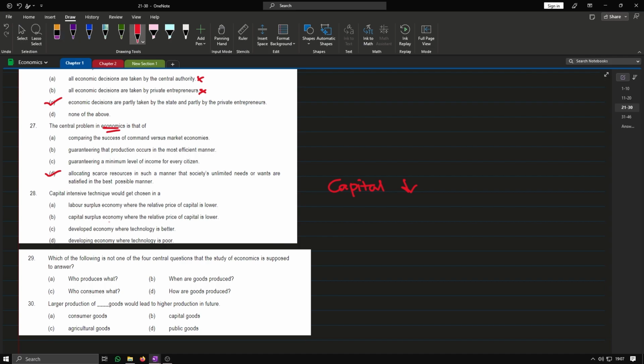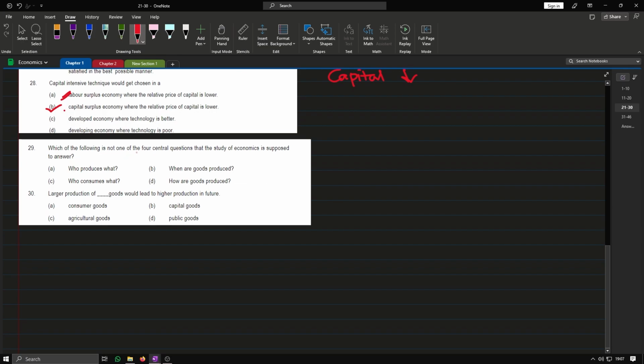So let's see if there's an option that fits that. Labor surplus economy, where the relative price of capital is lower. No, in a labor surplus economy, you wouldn't choose a capital intensive technique. Capital surplus economy, where the relative price of capital is lower. Yes, this might be the right option. Developed economy, where the technology is better. Developing country, where technology is poor. No, it's capital surplus economy, where relative price of capital is lower.